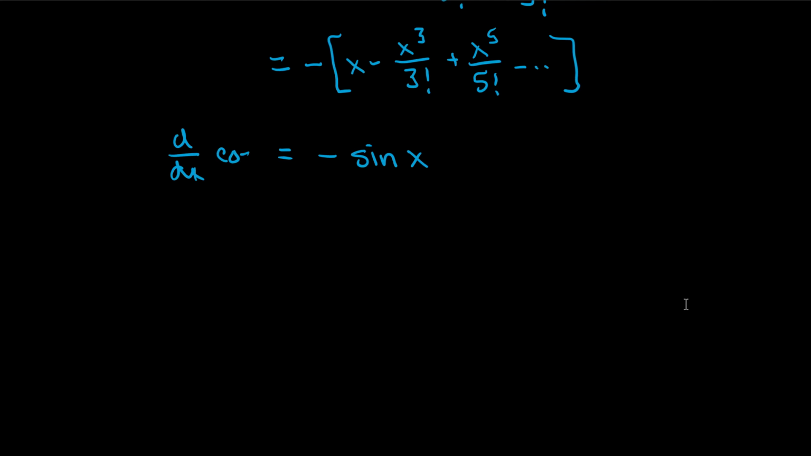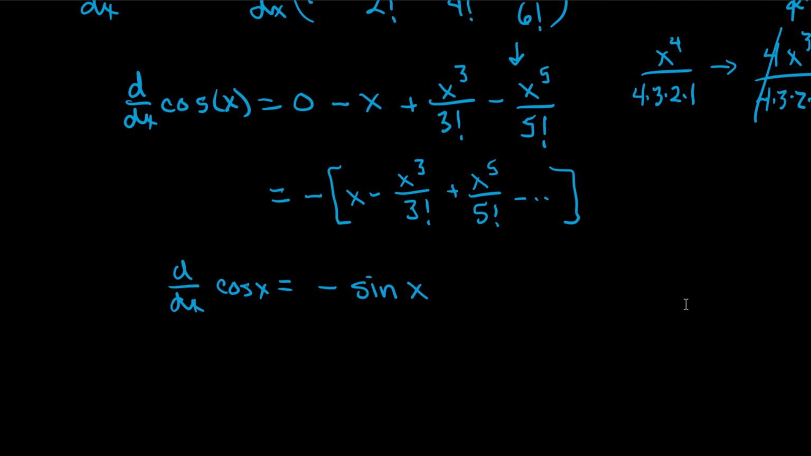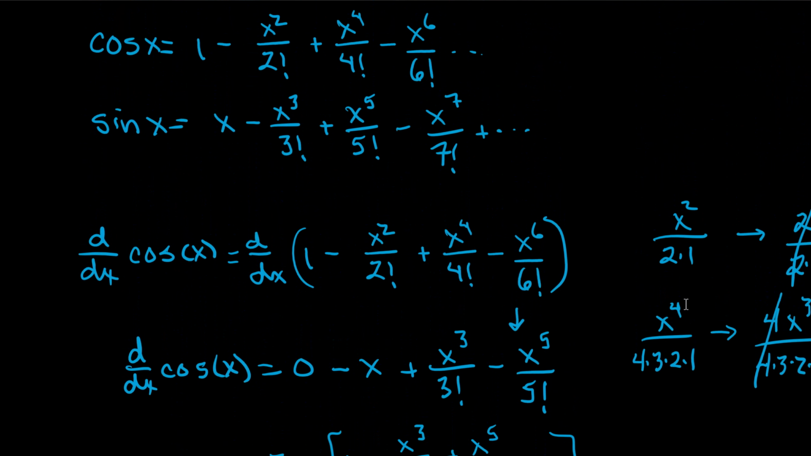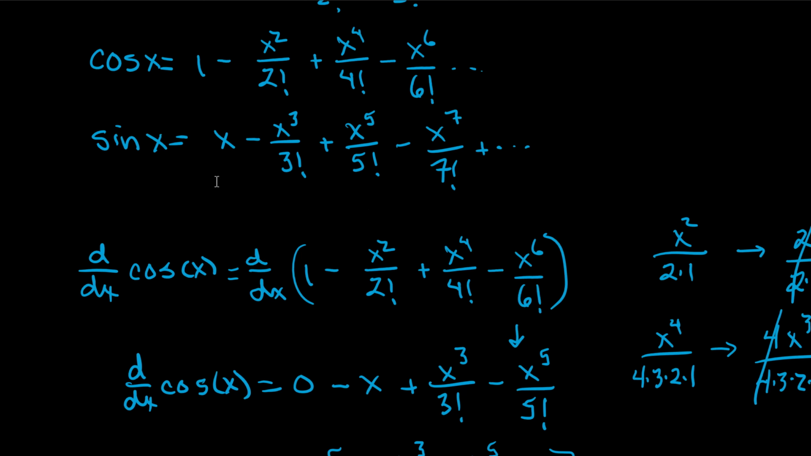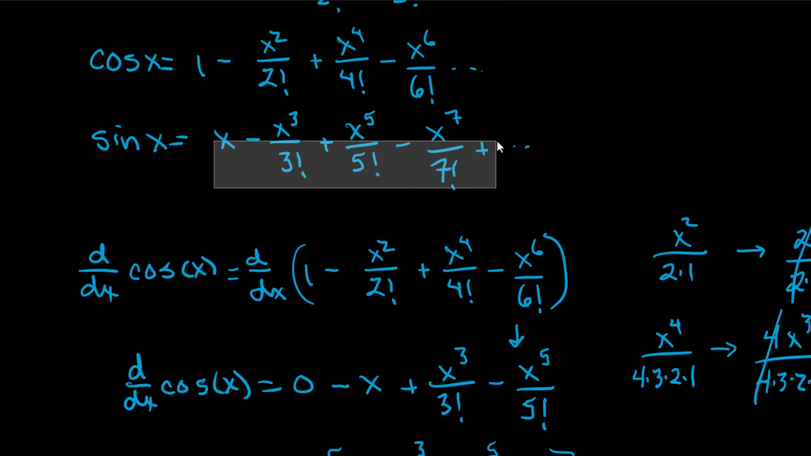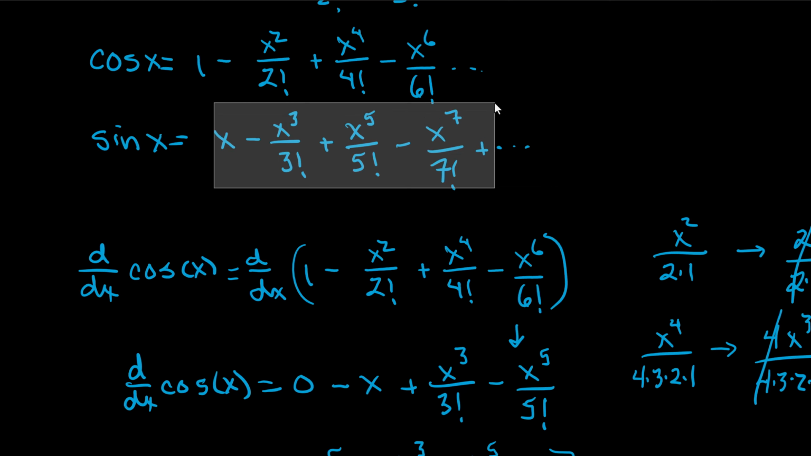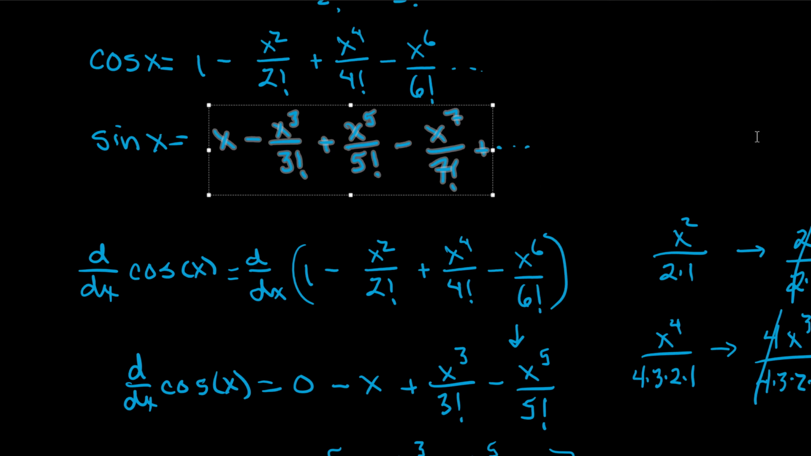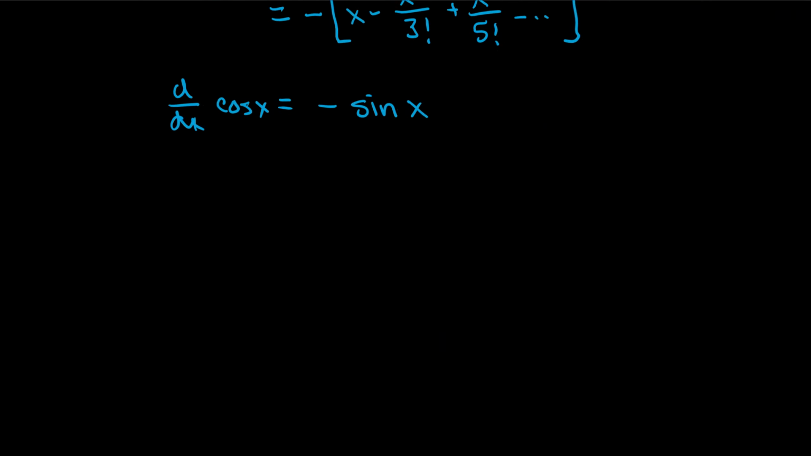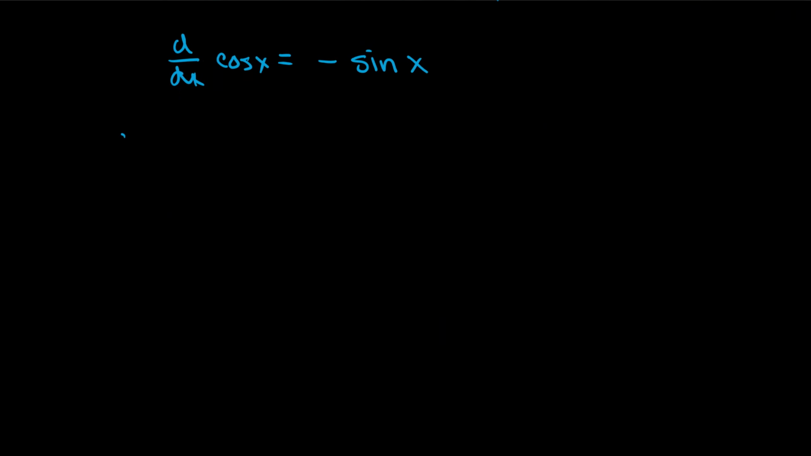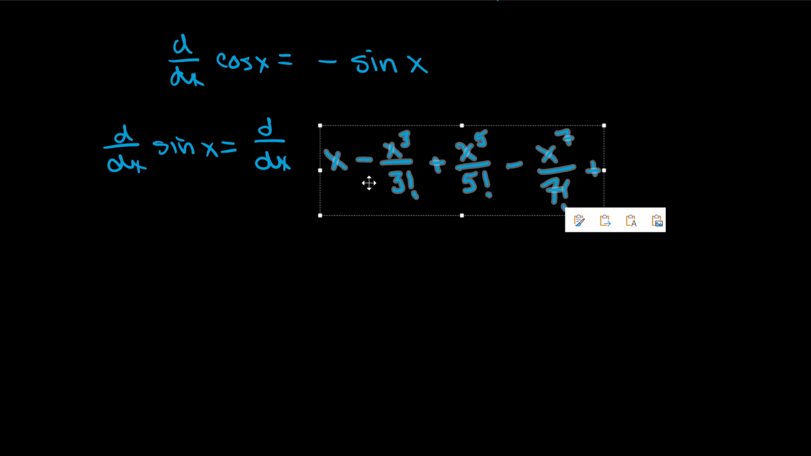Now, a similar move can be used to compute the derivative of sine. Okay, so remember, sine is defined as this right here. And if we go and take the derivative of it, what we're going to have is that the derivative of the sine of x is equal to the derivative of this Taylor series expansion of the sine of x, which is right there.